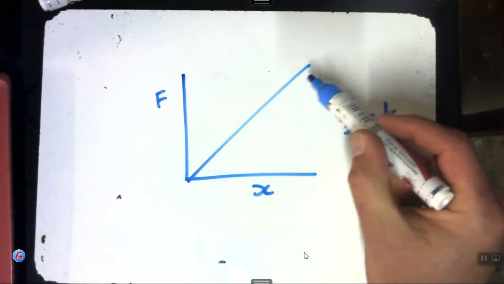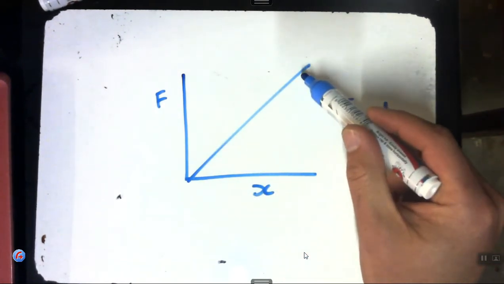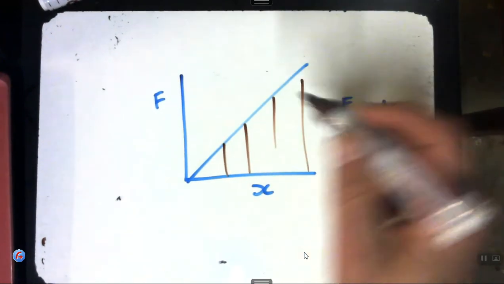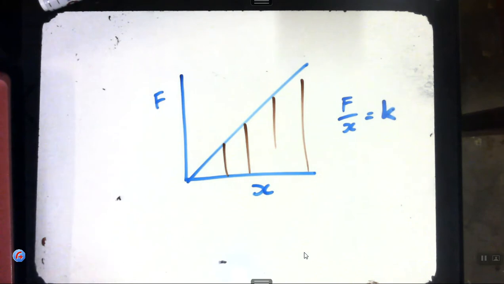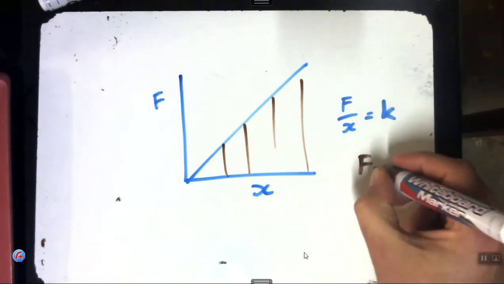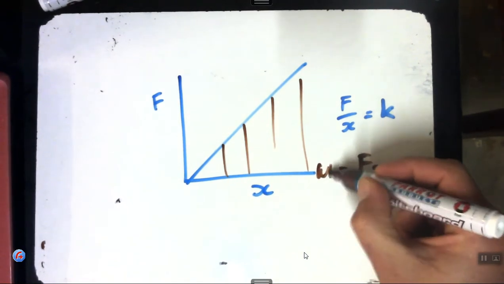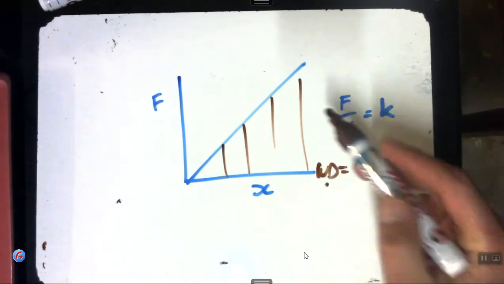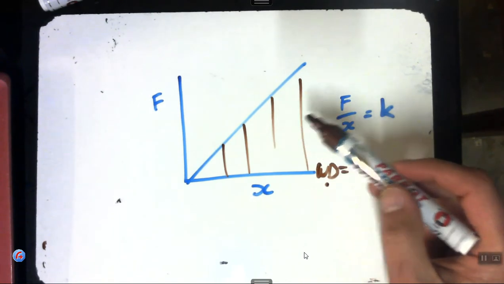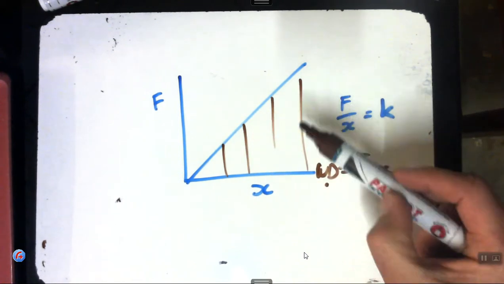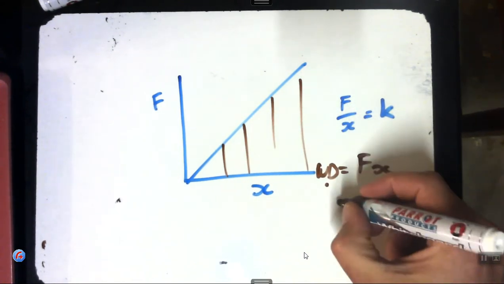So if we have this graph, we knew that the gradient was the spring constant. But what happens if we calculate the area under the graph? In this case, it's going to be a triangle, but the force times the extension, force times distance, is equal to the work done. So the work done in stretching either the spring or the metal is calculated by calculating the area under this graph. And in this case, it's a triangle.